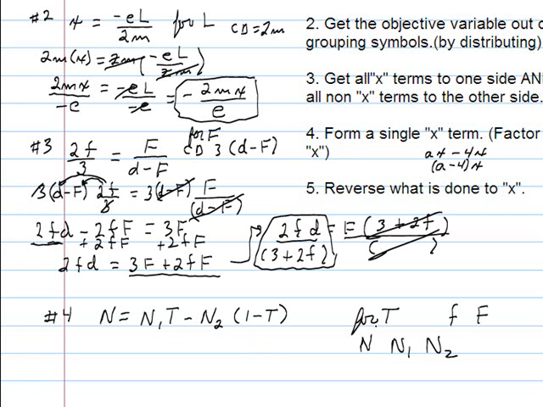Okay, we're solving for t. T is in the grouping symbol, so we want to get t out of the grouping symbol by distributing. So we'll say n equals n1t, and then we're going to distribute our negative n2 here. So it's going to be negative n2 plus, because it's negative times negative, plus n2t. Now we've got our t out of the grouping symbol, and we go on to step 3, which says get all t terms to one side. Well, all my t terms are already on the right, so I've done that.